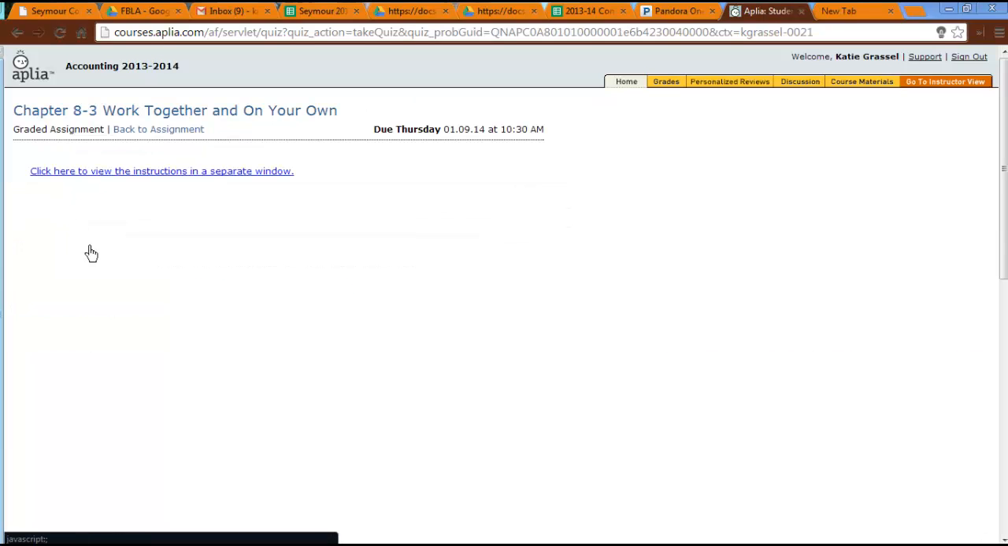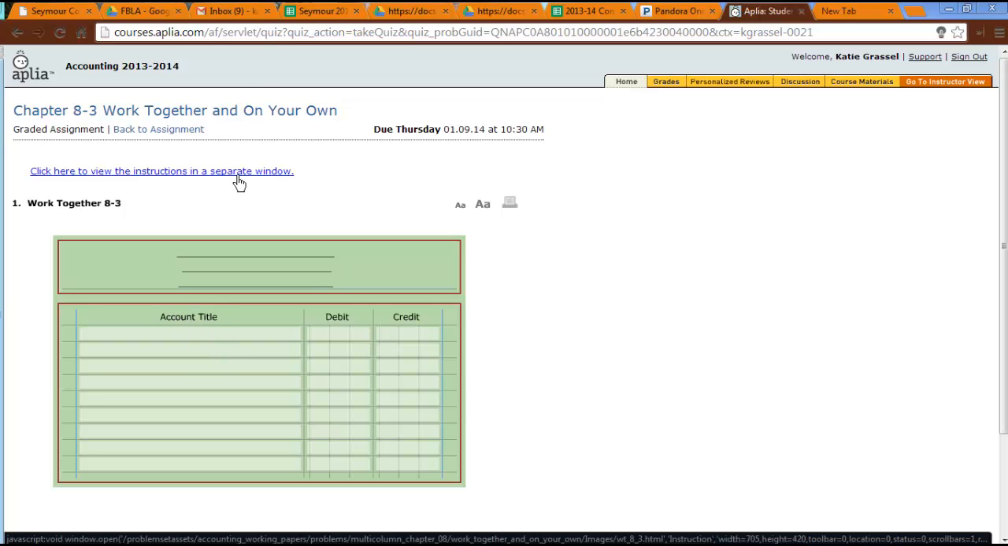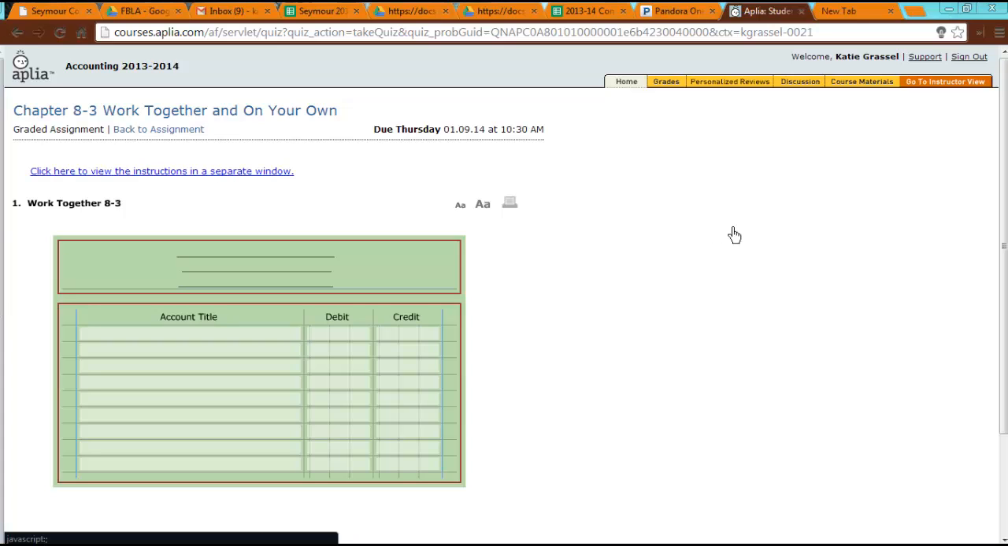So, Work Together 8-3. We're going to be going through and preparing some financial statements. And the first thing I want you to do... so what we have here is our financial statement. Now this is the last step for all financial work.